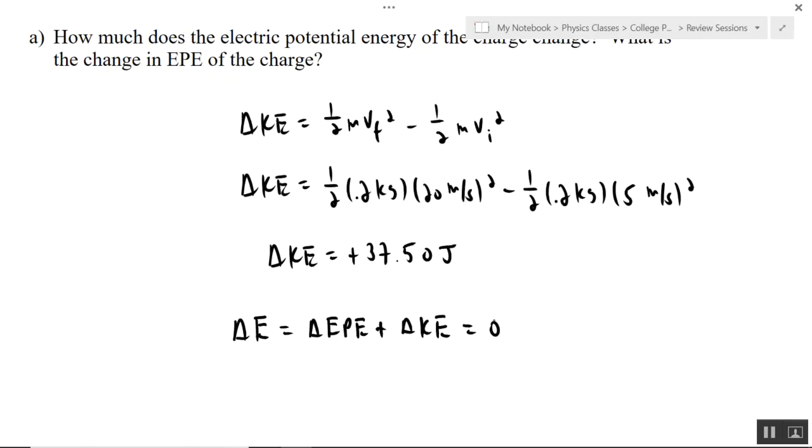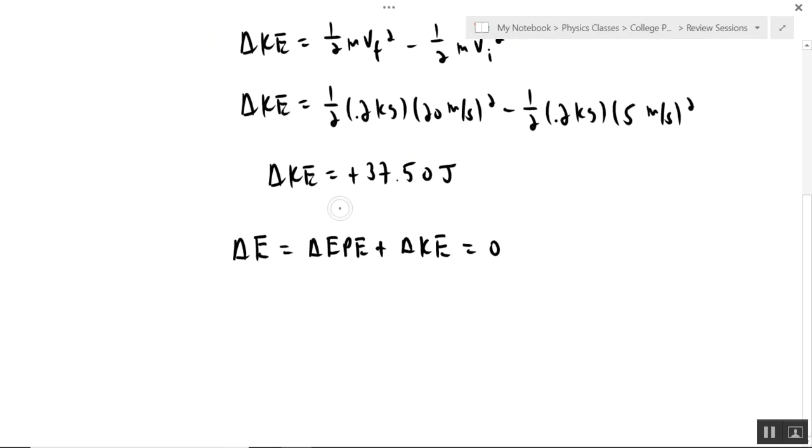So that means that delta EP is just the negative of this. I'm pretty sure this was a quiz question on quiz 3. It's the same thing here. It's just the negative of the delta KE. Delta EP is negative delta KE. So that means that delta EP is minus 37.50 joules, right?